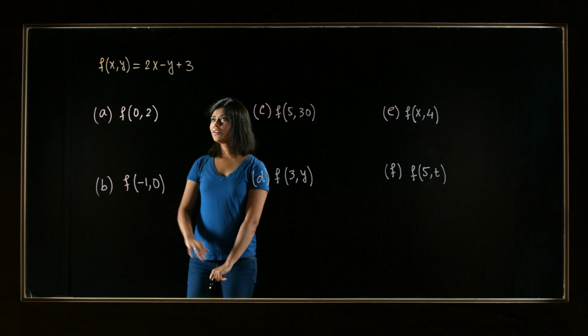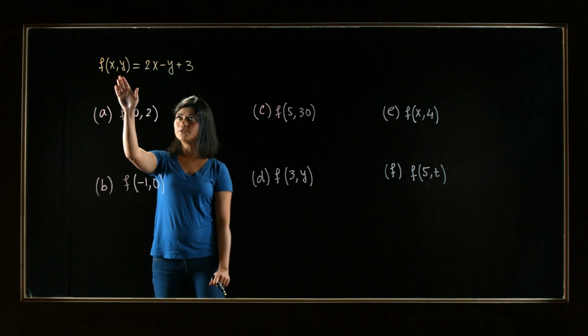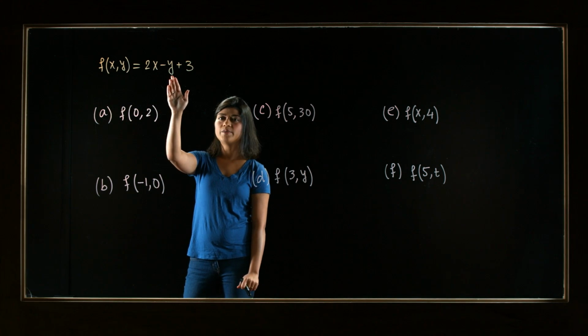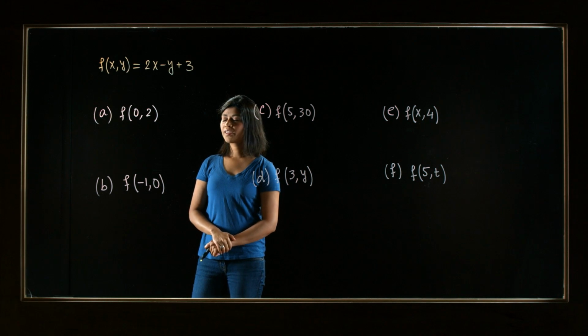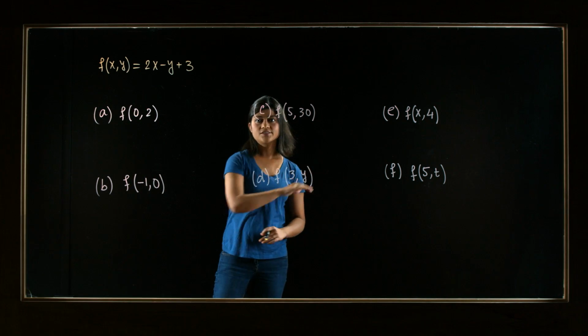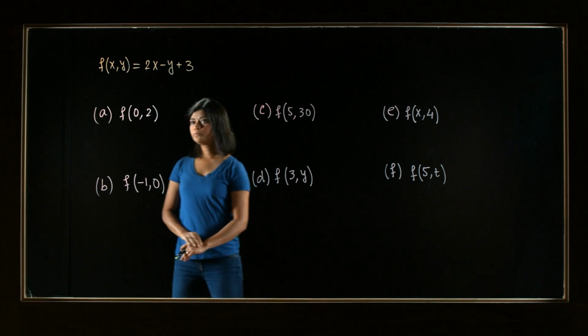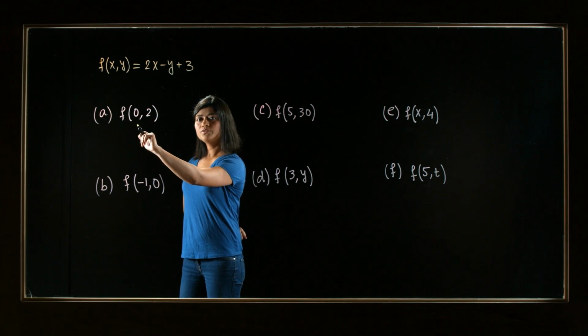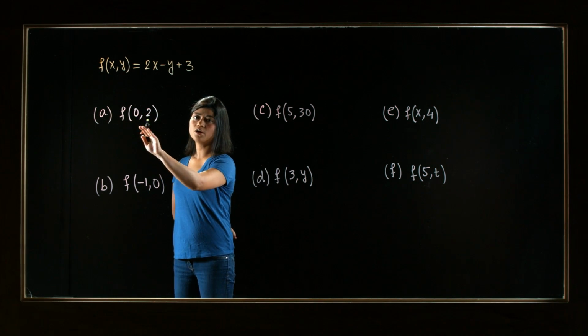In this problem, we have a function of two variables. F is 2x minus y plus 3. And we have to find and simplify the function values, the 6 different values. So, let's start with the first one. We have to figure out what is f of 0, 2.